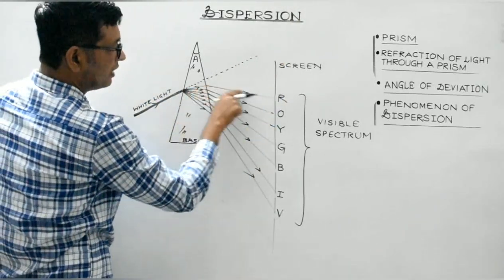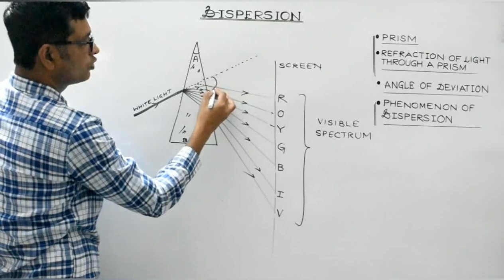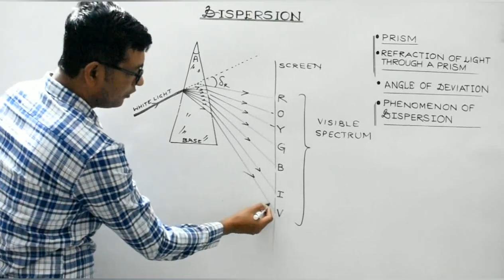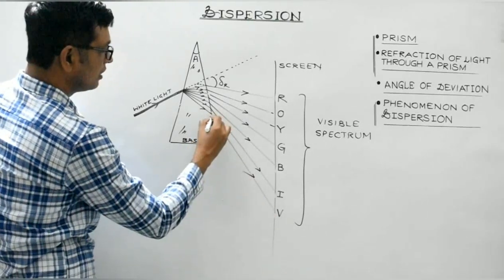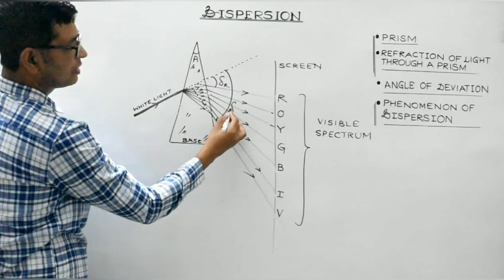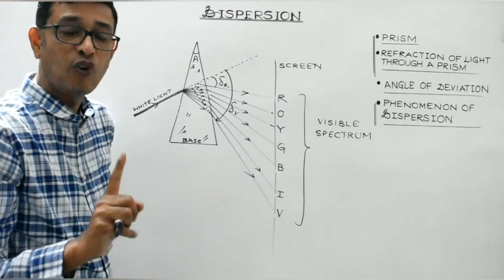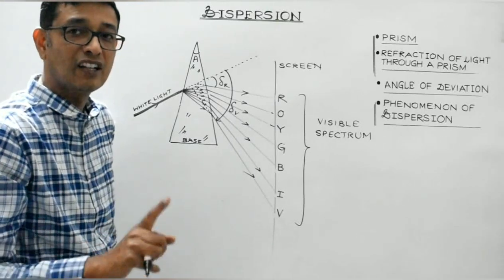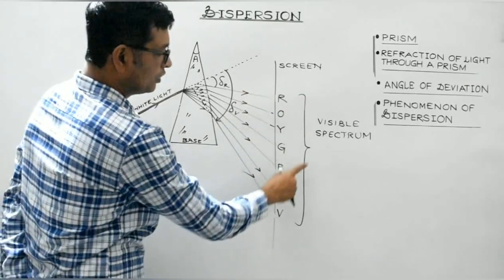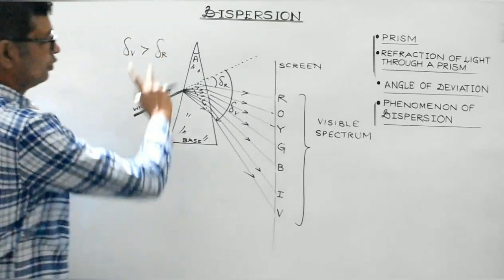So now, red color, this is the actual path covered by the red light. If you produce it in the backward direction, this will be the deviation suffered by the red color. And if you produce the violet light in the backward direction like this, this angle is the deviation suffered by the violet color. So students, in the diagram also you need to represent that violet color suffers maximum deviation while red color suffers minimum deviation. So delta V is greater than delta R. That is why the sequence of colors would be VIBGYOR in the reverse order. Is it clear, students? So this is the ray diagram.